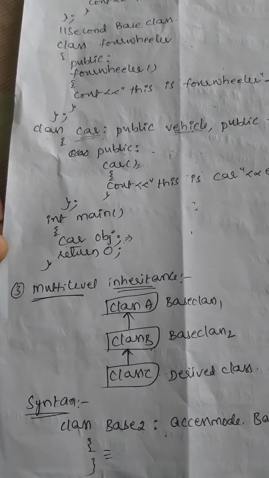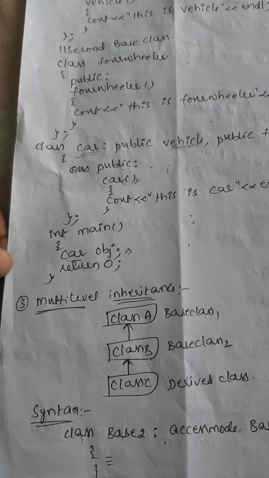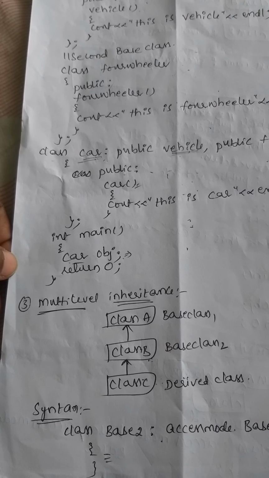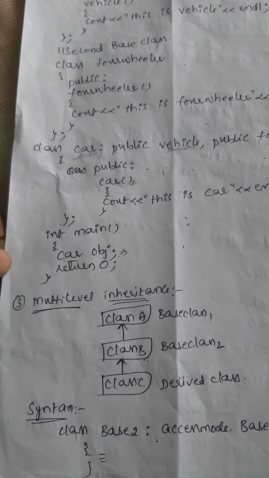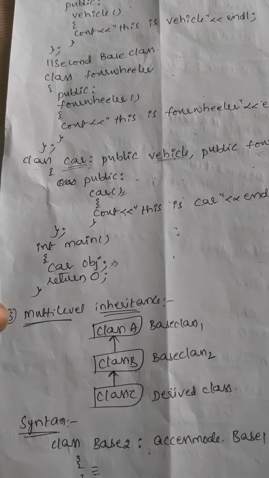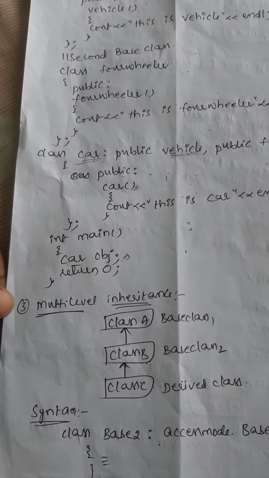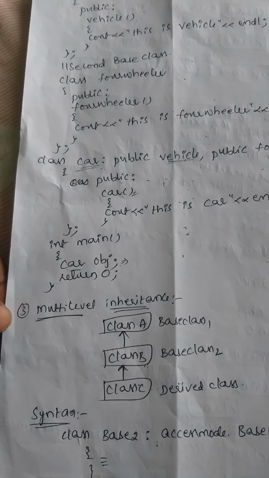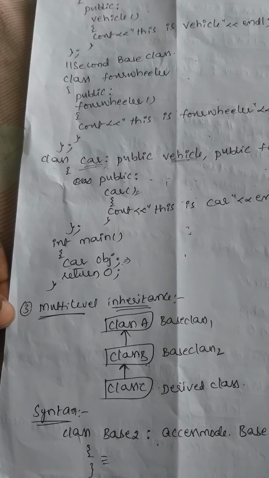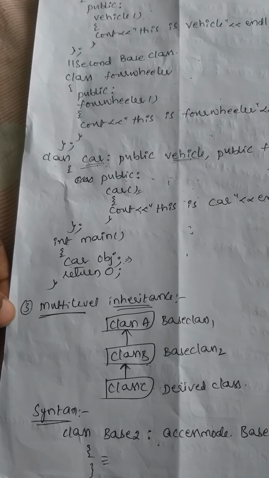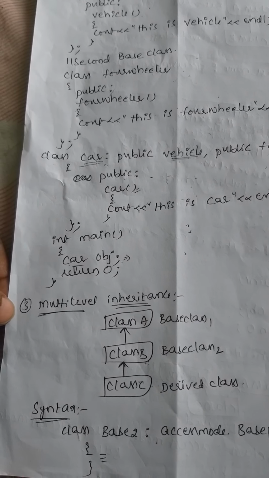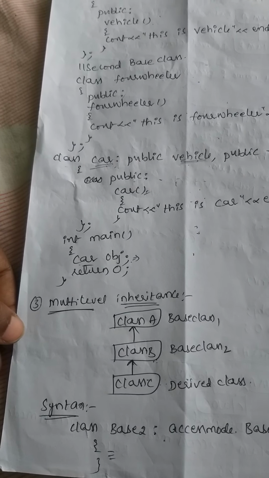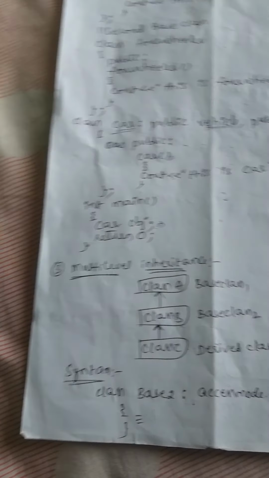In the last video, we discussed what inheritance is, what the types of inheritance are, what single inheritance is, and what multiple inheritance is. In this video, we will explain multi-level inheritance. Multi-level inheritance is where a derived class is deriving from another derived class. One class deriving from another derived class is nothing but multi-level inheritance.